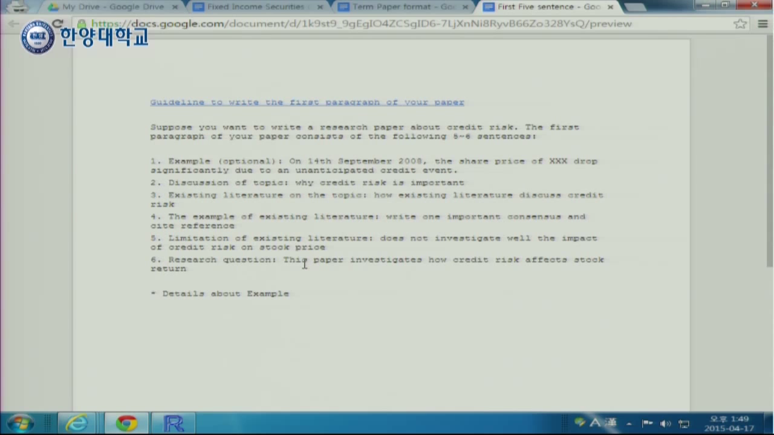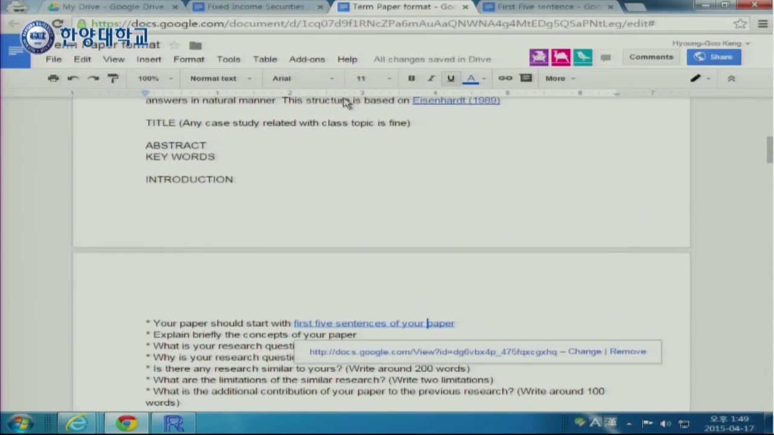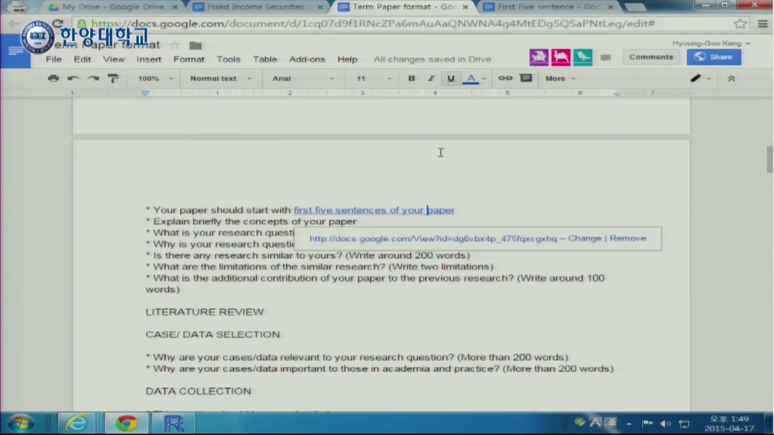Yes, on the introduction, the very first part, the very beginning of your paper. And then the remaining part of the introduction is an explanation of this line in detail. Explain briefly the concept of the paper. In your paper, you have some concept, like credit risk. And then you say, well, this is your research question or subject, and third, you have to explain why your research question is important, around 150 words.